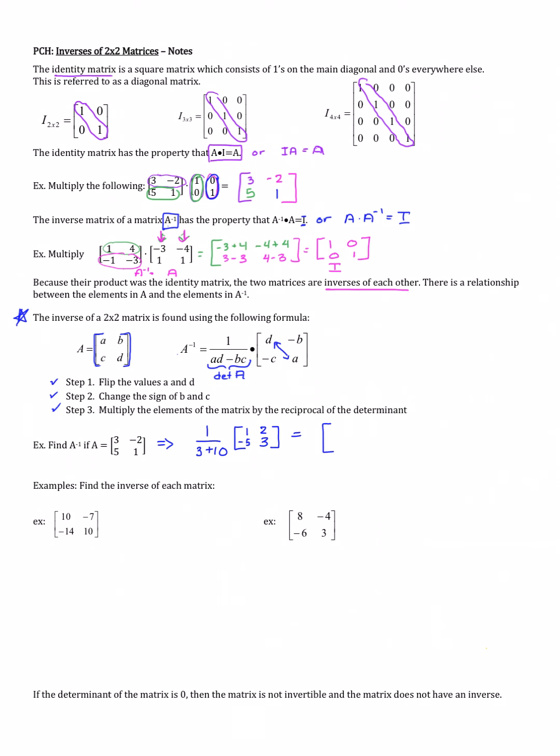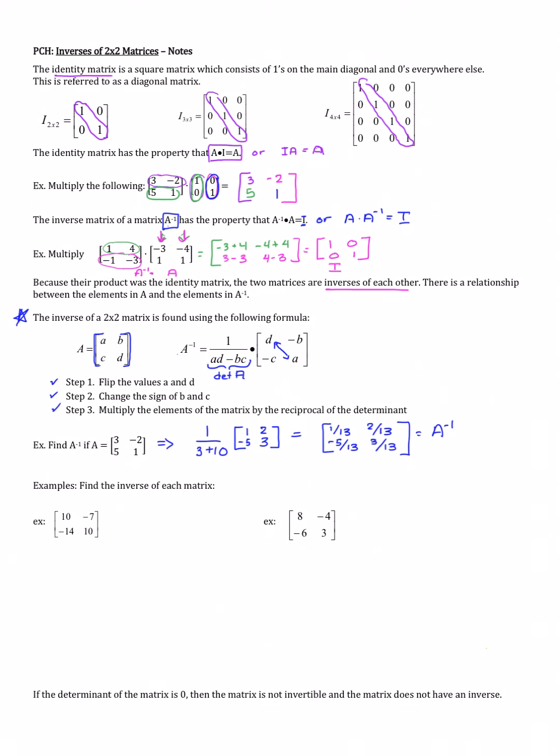So the final inverse would be 1/13, and then we have 2/13, negative 5/13, and 3/13. And then that would be A inverse. And if you wanted to verify that that was in fact the inverse, you could go through the process. Let's just do it. Well, if I multiply A times A inverse, you should get back your identity matrix, 1, 0, 0, 1.